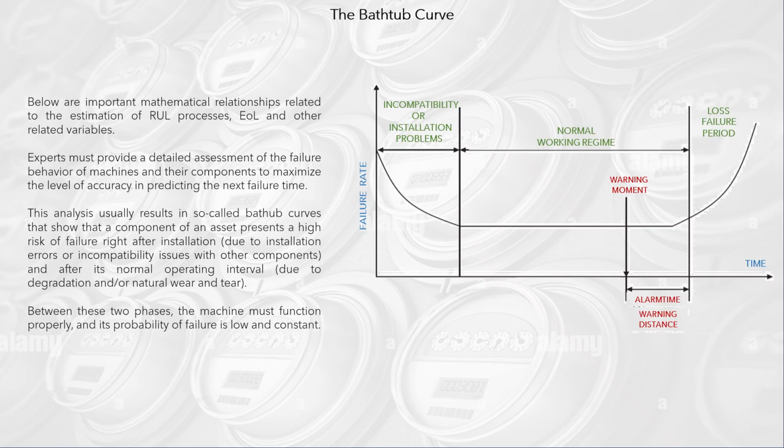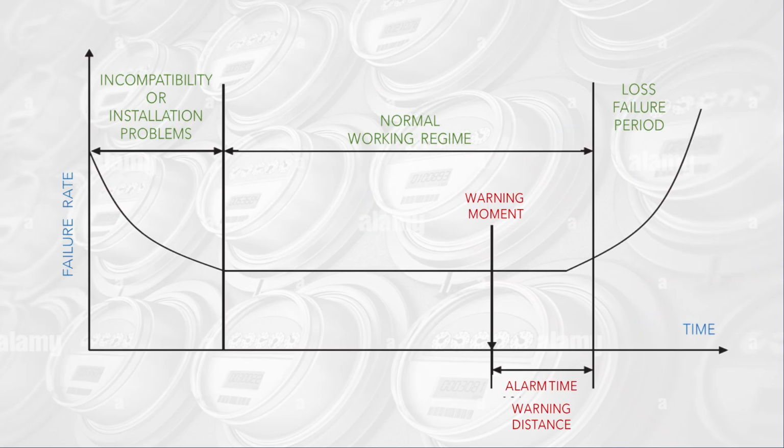Below are important mathematical relationships related to the estimation of RUL processes, EOL, and other related variables. Experts must provide a detailed assessment of the failure behavior of machines and their components to maximize the level of accuracy in predicting the next failure time. This analysis usually results in so-called bathtub curves that show that a component of an asset presents a high risk of failure right after installation, due to installation errors or incompatibility issues with other components, and after its normal operating interval, due to degradation and/or natural wear and tear. Between these two phases, the machine must function properly, and its probability of failure is low and constant.